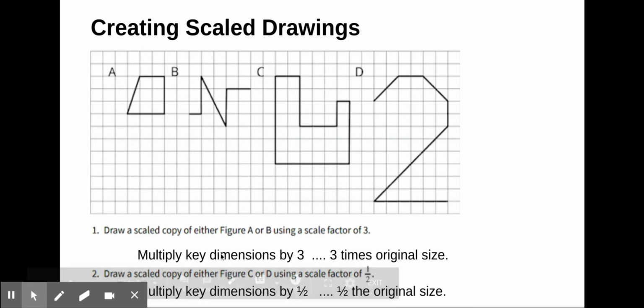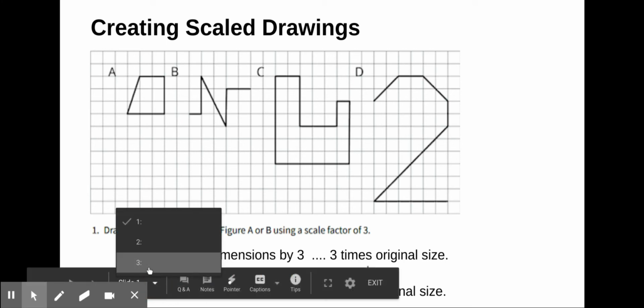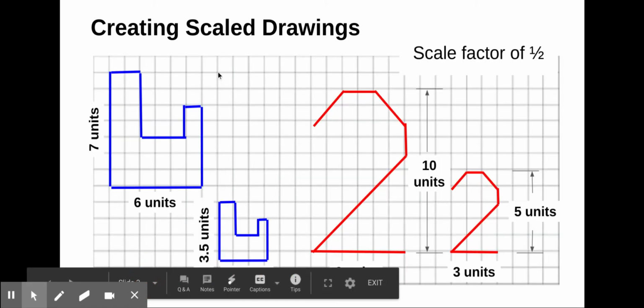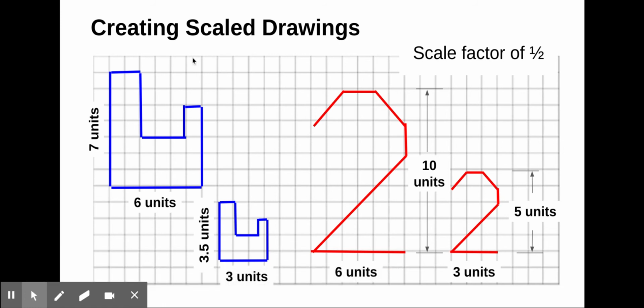So we go to slide 3. And we see our original 1. And we see that we went from 7 units down to 3.5. 6 units down to 3. If we look at our large number 2, it was 6 by 10. Now it's 3 by 5. And you can look at key dimensions. You see that everything gets cut in half. Everything gets cut in half.